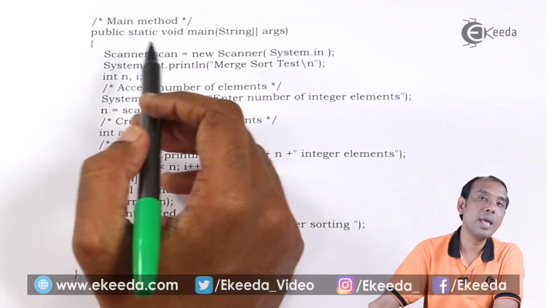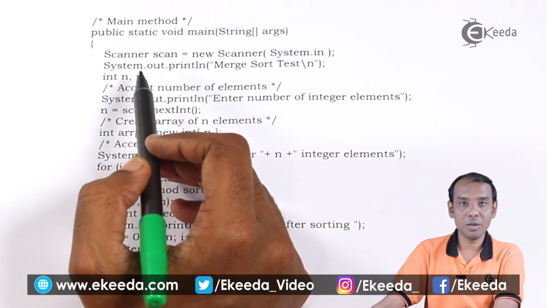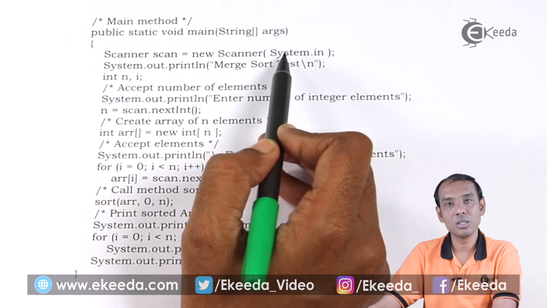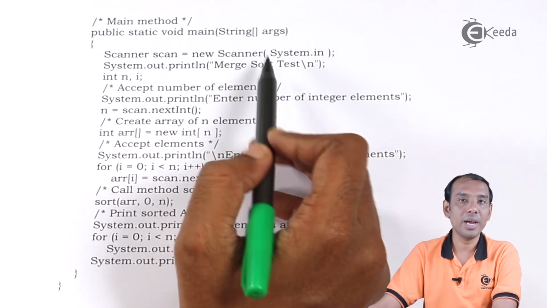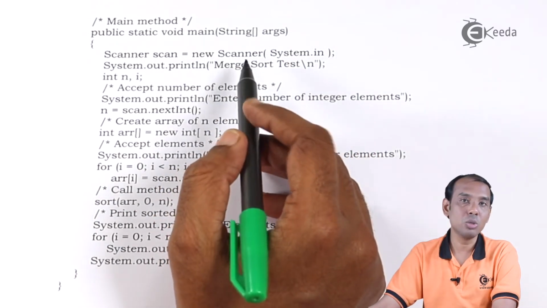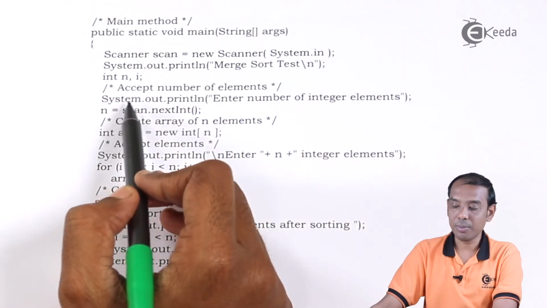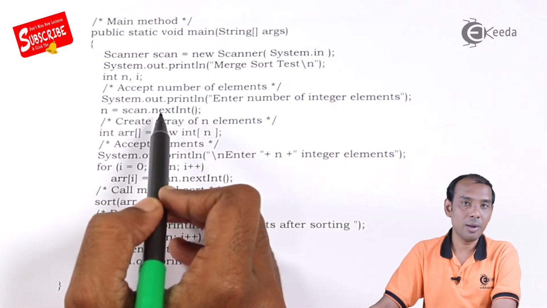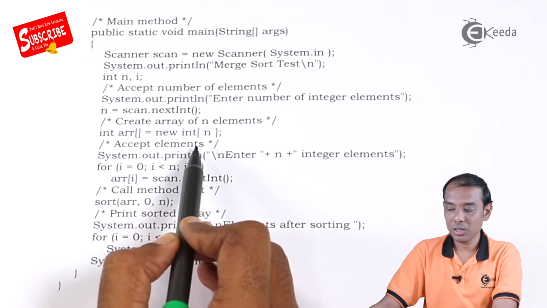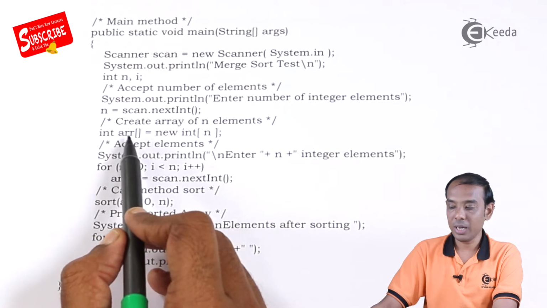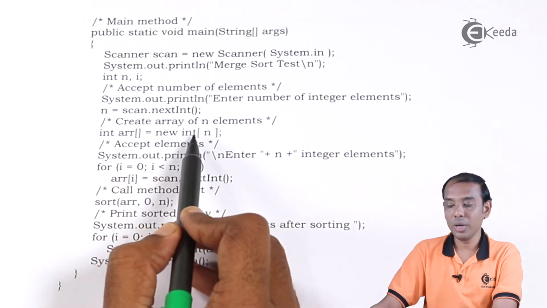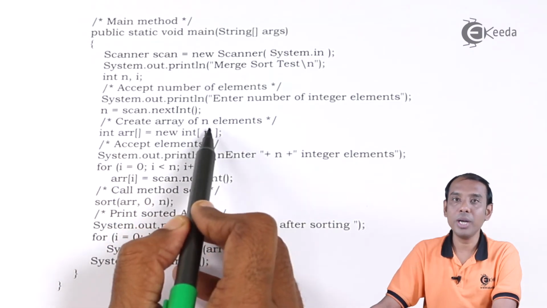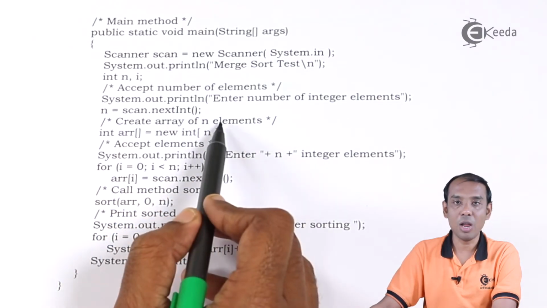Now we are going to define the main method. In the main method, we create the object of the scanner class by writing Scanner scan equal to new Scanner System.in. Then we create the array for taking the user's values. So we write, enter the number of elements. We take the number of elements, then we create the array using int arr equal to new int n. Like this we are going to take the values from the user.